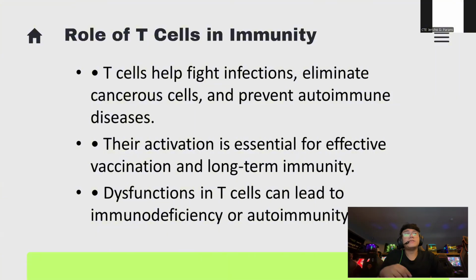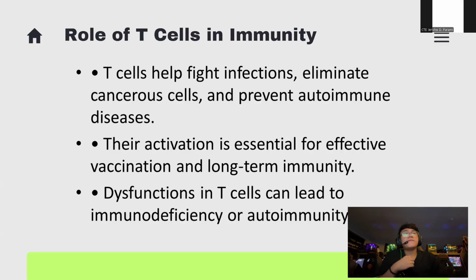Then si helper T cells naman, on the other hand, release cytokines such as interleukin or the IL-2 and interferon gamma or the IFN gamma, which enhance the activity of other immune cells including macrophages and B cells. Actually, this is a coordinated response to ensure an effective elimination of pathogens while maintaining immune balance.